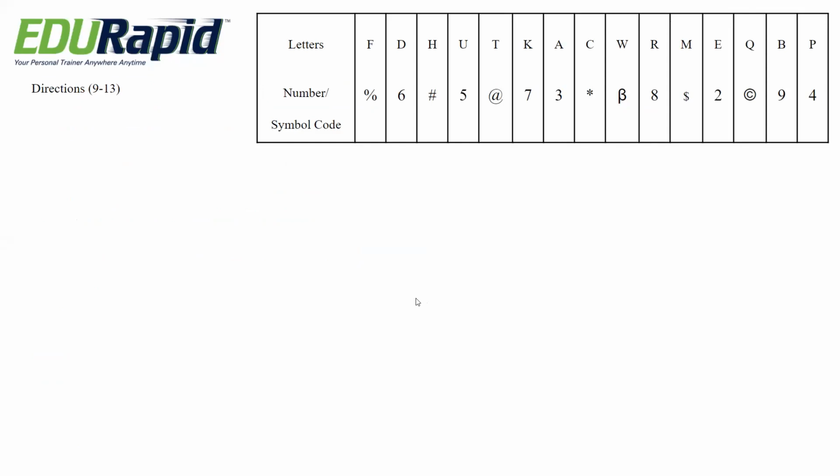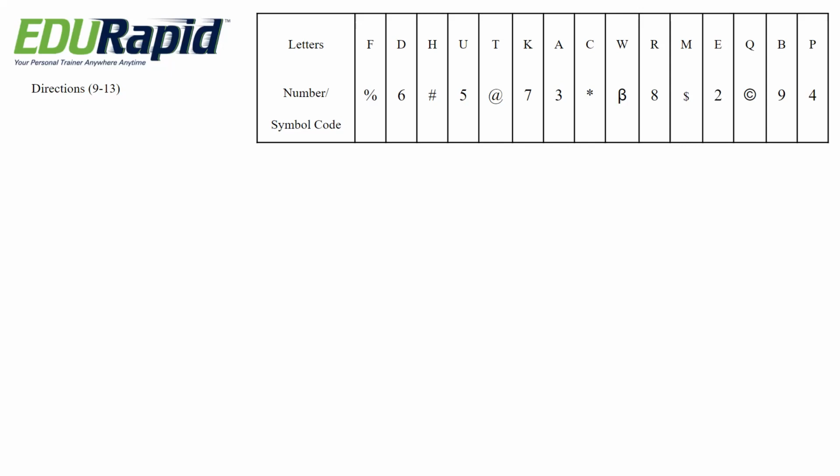Okay, next one. For the directions, question number 9 to 13, these are the patterns. For the letter S, it is coded as a number or symbol, coded in two rows. For letter F, it is coded as percentage. For letter D, it is coded as 6. For letter H, it is coded as hashtag. For letter U, it is coded as 5. For letter T, it is coded as the at symbol. For letter K, coded as 7. For letter A, coded as 3. For letter C, coded as star.